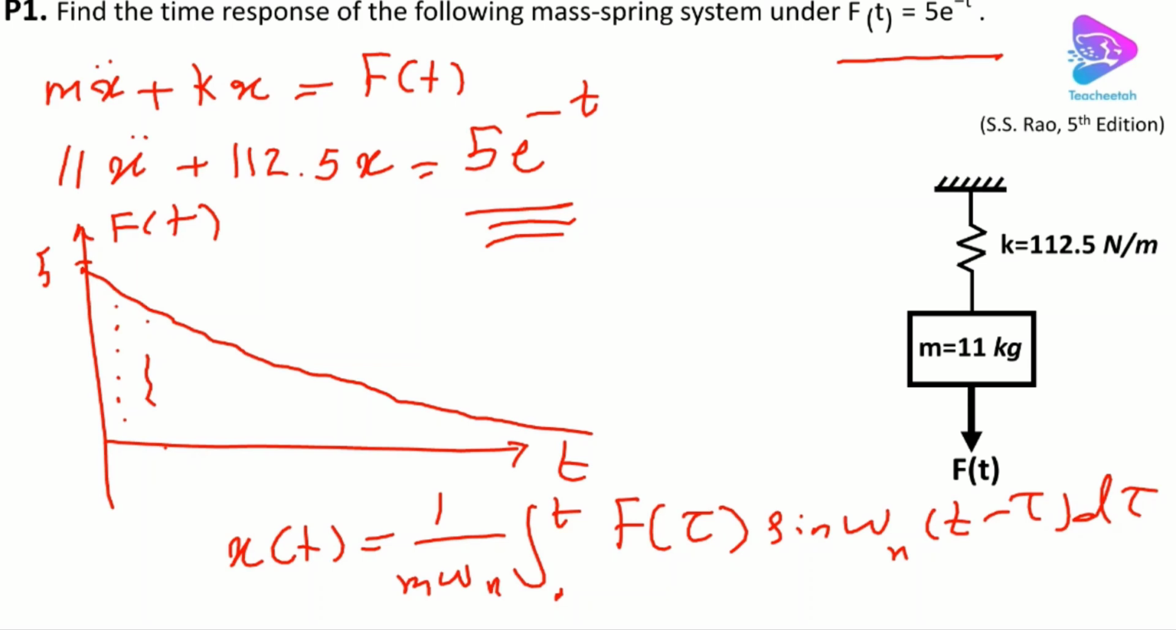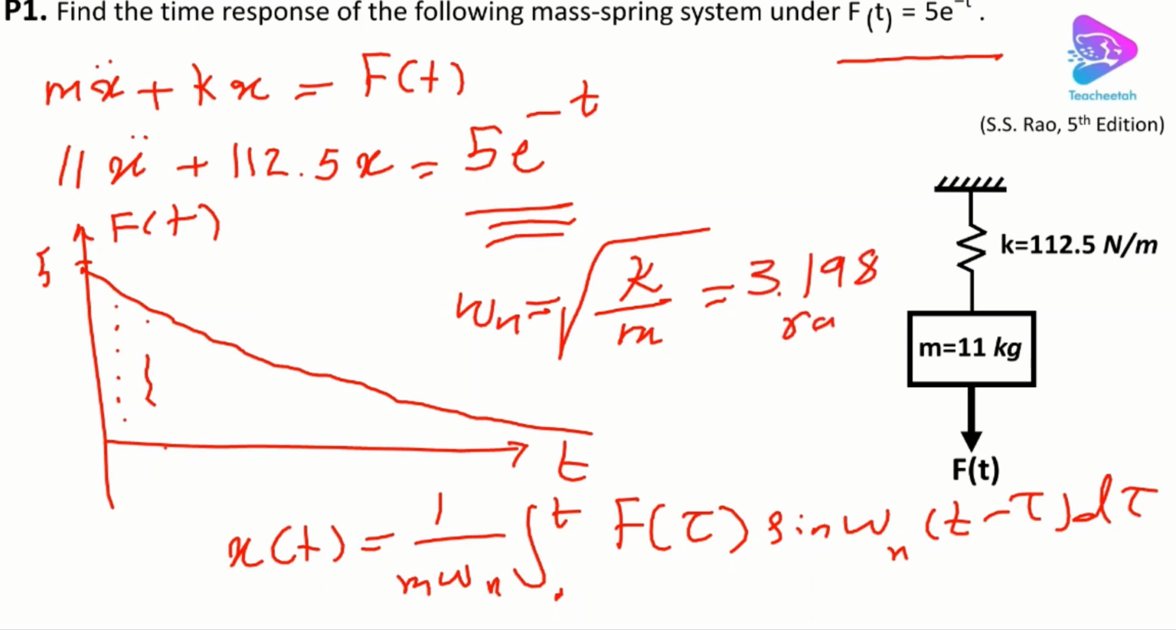And what is omega n here? The omega n is very simple. Omega n is equal to the square root of k over m, and we know k and m, which gives us 3.198 radian per second, right? So let's do the integral and see the tricks that we can use to find the integral, okay?